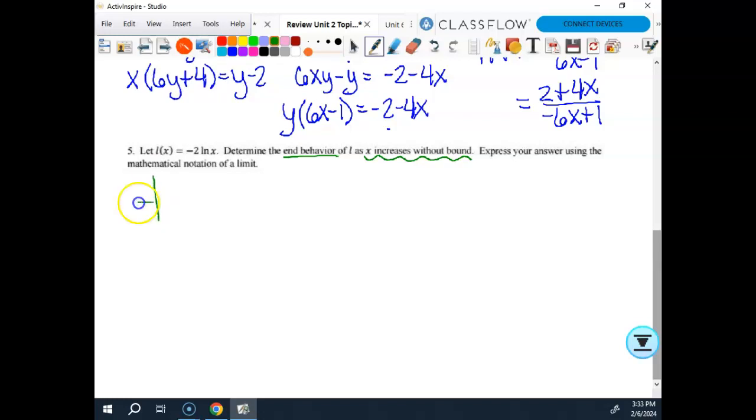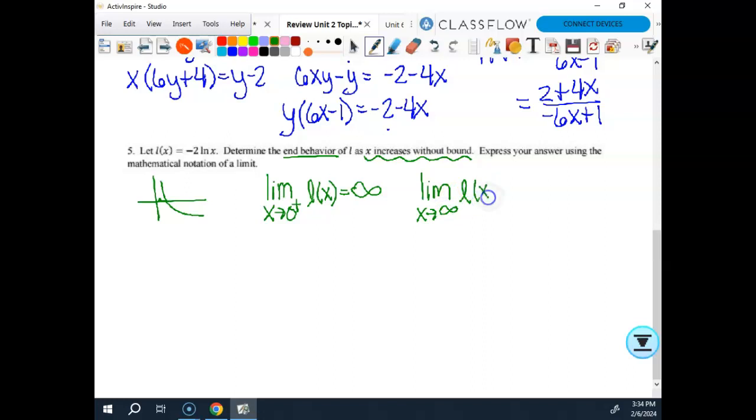So the first thing I need is a little sketch here. So this is what it looks like, and I know what the log looks like. It reflects, it looks like this. So I'm going to, like I said, go ahead and write both limits. I know that my left-hand limit, that's the limit as x approaches 0 from the right of L of x. So as I approach 0 from the right, I'm going to infinity. And then my right-hand limit, the limit as x approaches infinity of L of x, is equal to negative infinity.